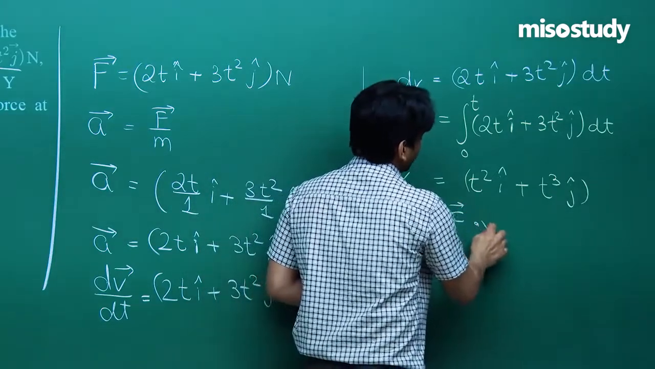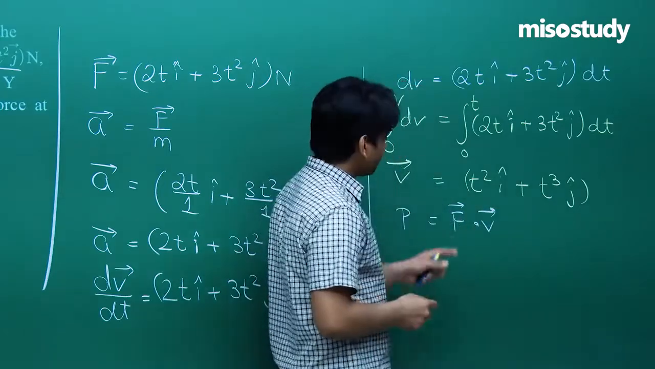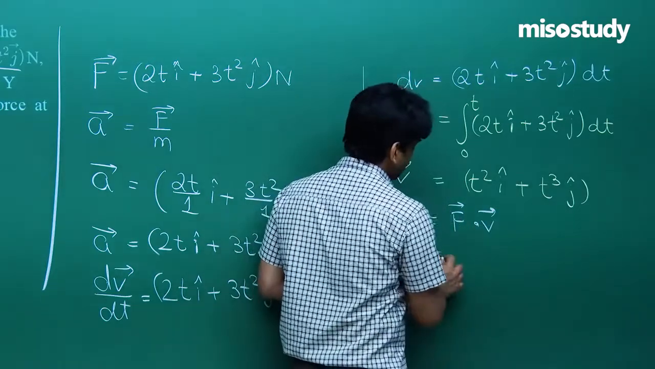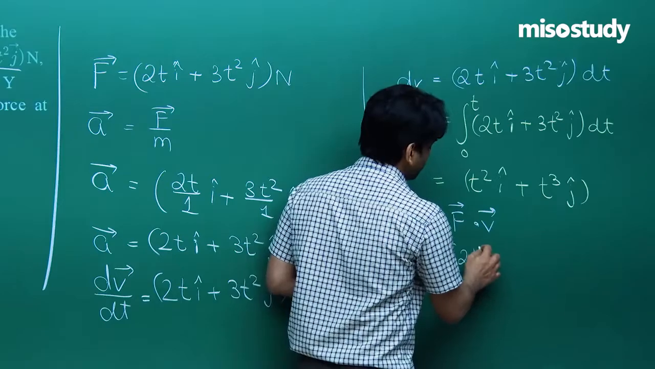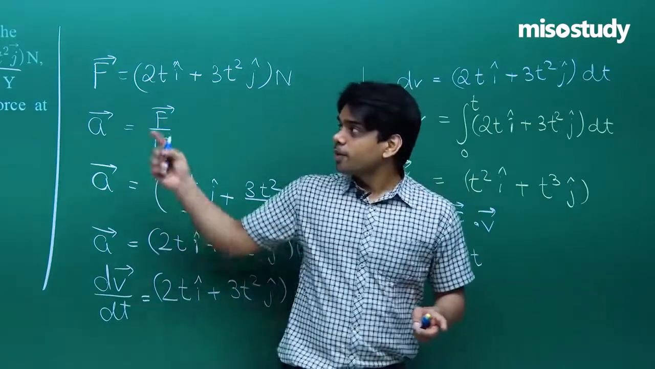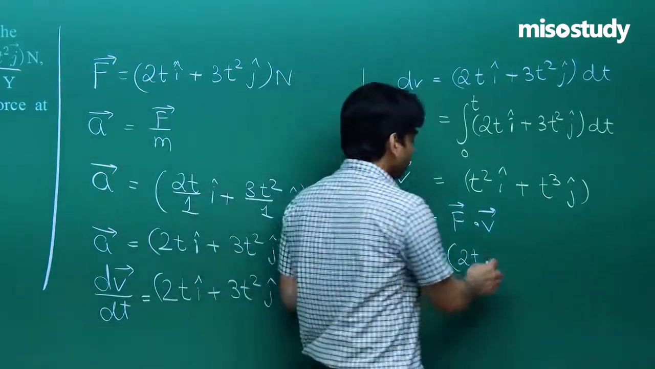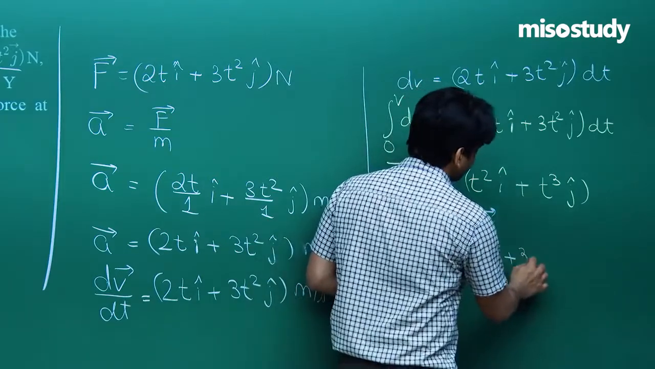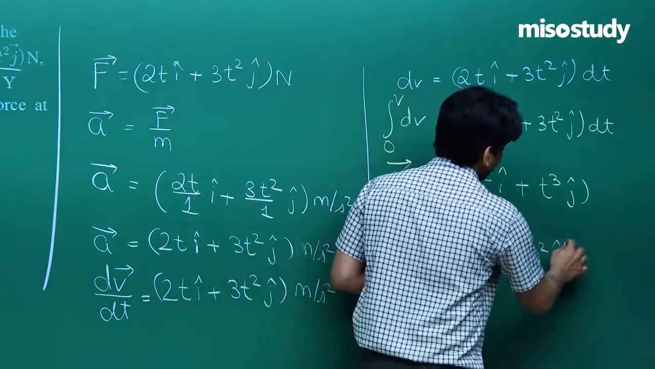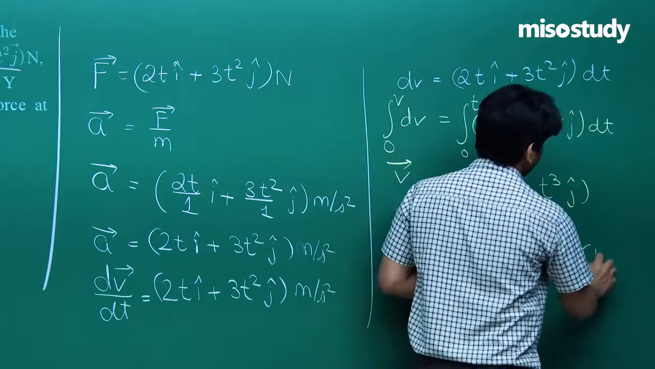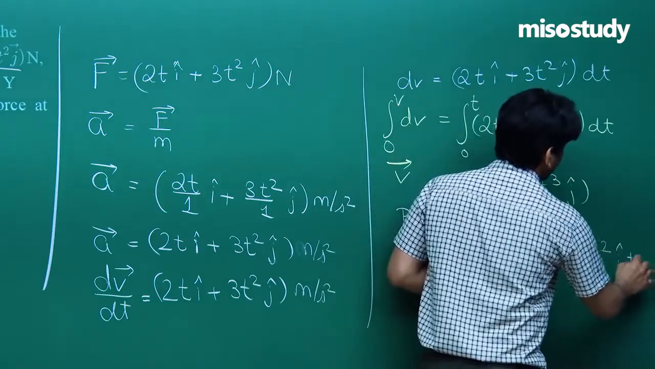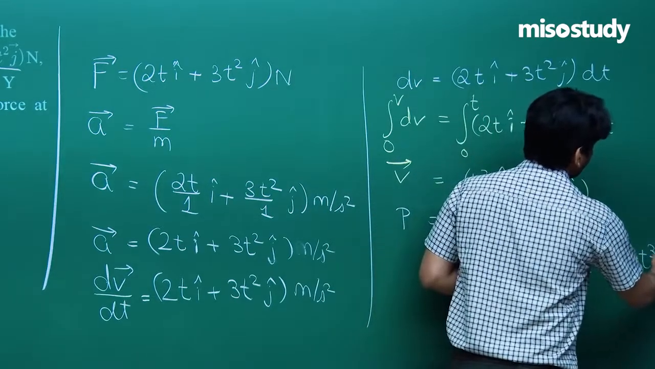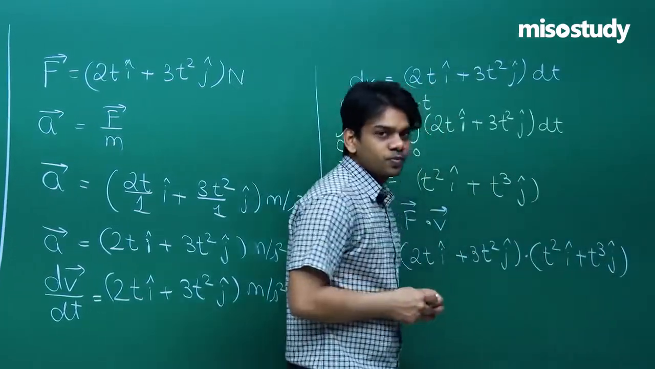Any time a dot product has to be taken, the result will be a scalar quantity. Simply put, force is 2t i cap plus 3t square j cap, dot product with velocity, that is t square i cap plus t cube j cap. This is what we need to do.